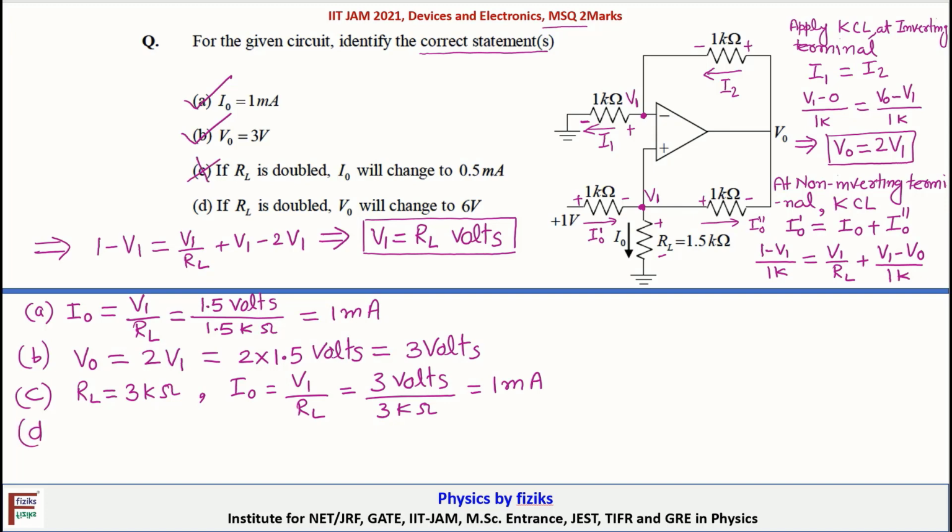Now see option D. Again RL is 3 kilo ohm. So VO will be 2V1 and this will be 3 volts.